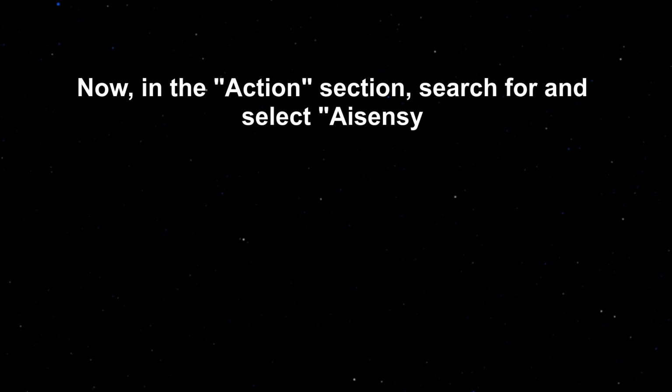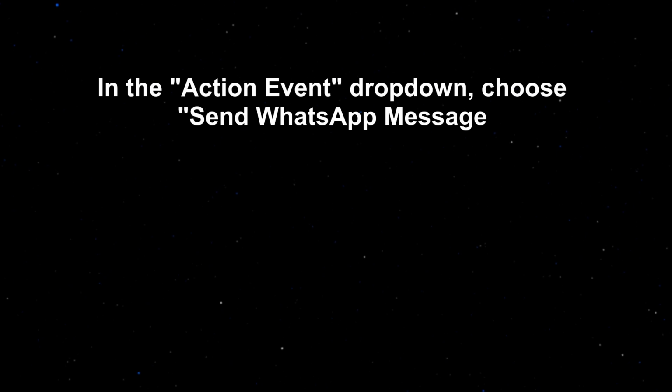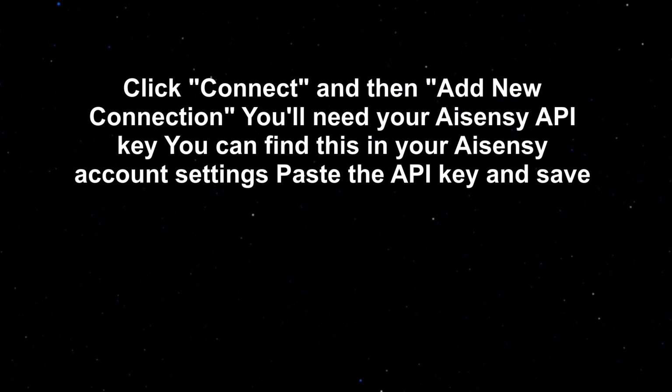Now, in the Action section, search for and select Aisensy. In the Action event dropdown, choose Send WhatsApp Message. Click Connect and then Add New Connection. You'll need your Aisensy API Key. You can find this in your Aisensy account settings. Paste the API key and save.